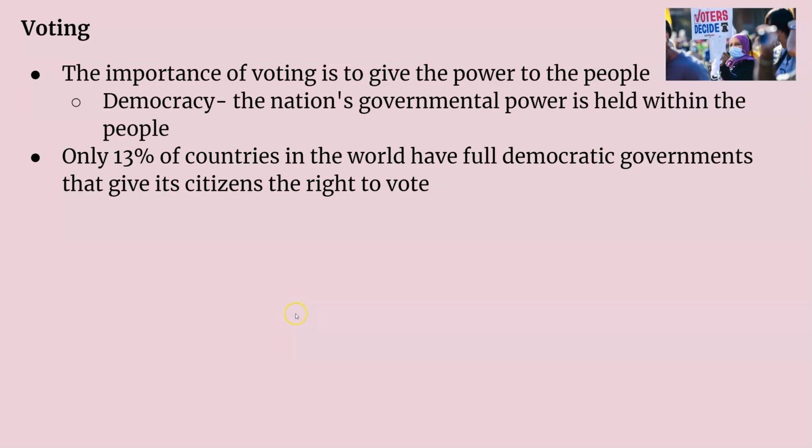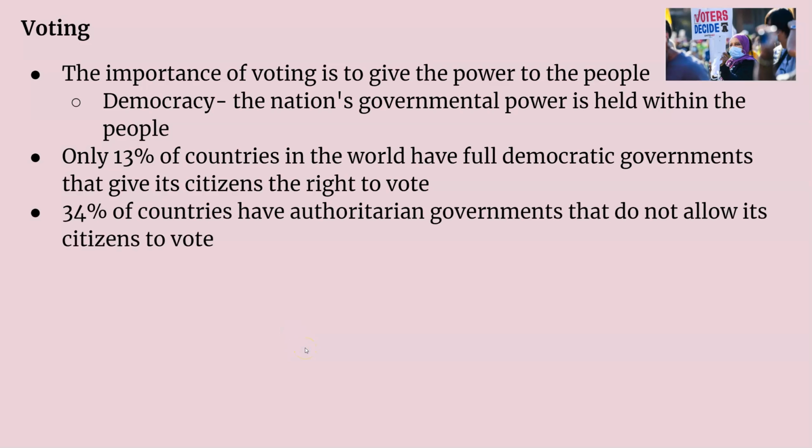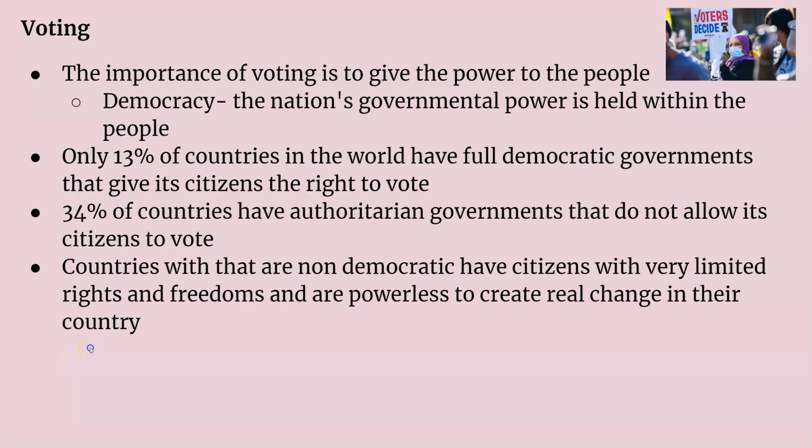But unfortunately, only 13% of countries in the world have a full democratic government that gives its citizens the right to vote. 34% of countries have authoritarian governments, on the other hand, that do not allow its citizens to vote at all. We're lucky to live in the United States. We're one of those 13%.